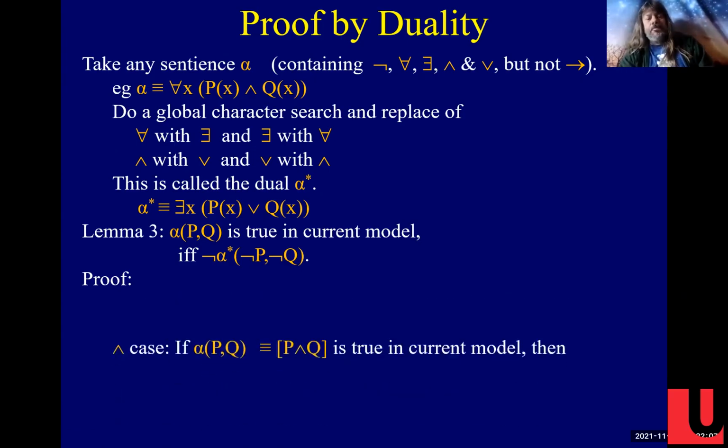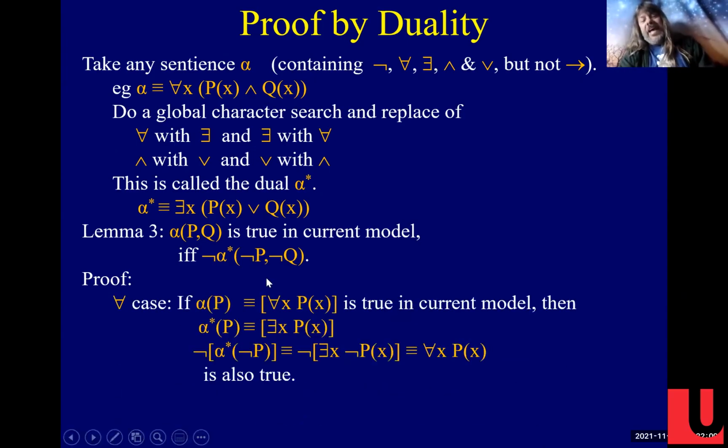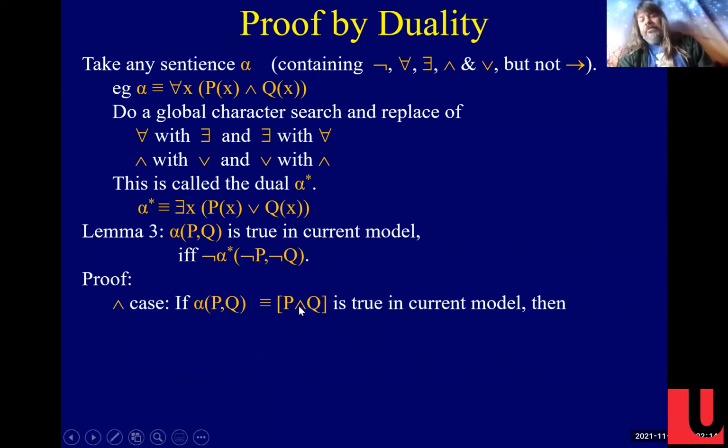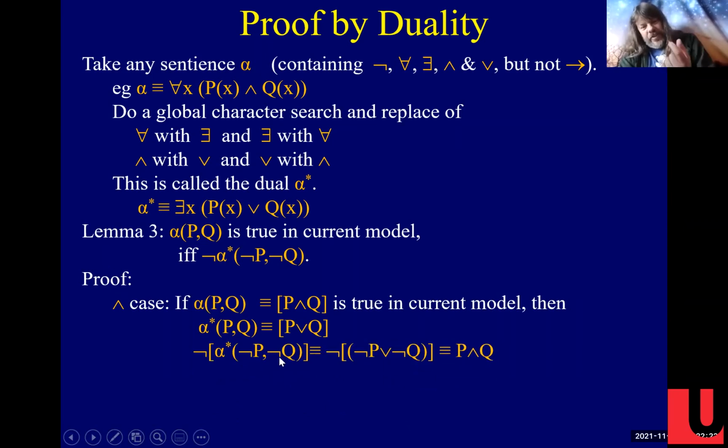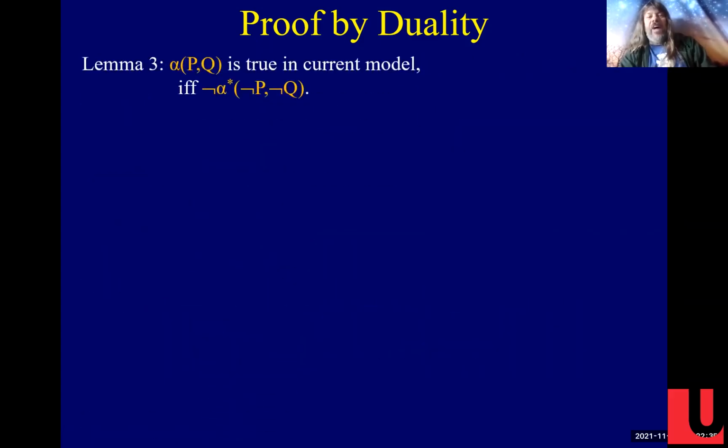And certainly the same is true for exists. And what about if we have an and here? Well, then the dual turns it into an or, and we slip our negation on the inside and we slip our negation on the outside, and we use De Morgan's, and we get back what we want, right? Does that make sense? Is everybody kind of following that?